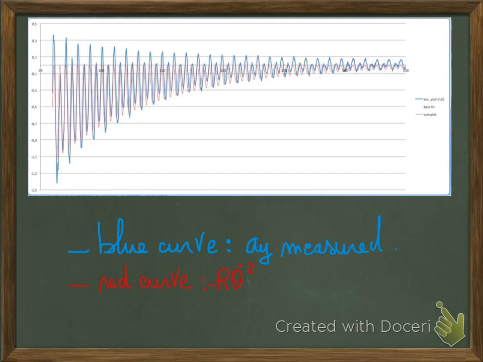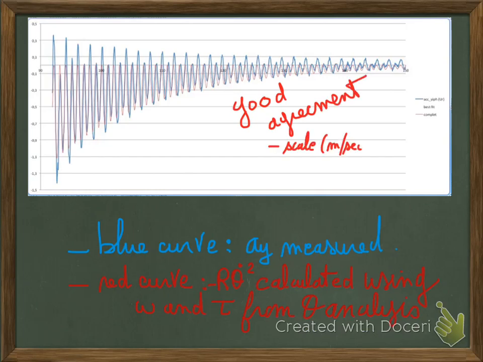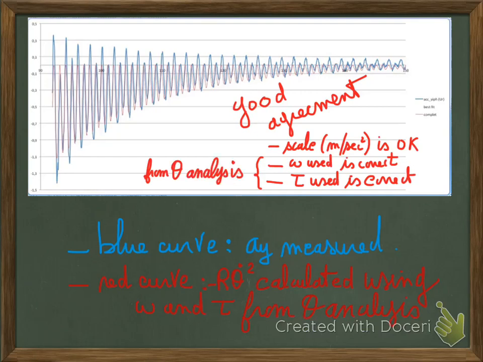The blue curve is the AY measured. The red curve is the calculated minus R theta dot to the square. Well, we have a very good agreement in the sense that the scales are essentially the same. The omega used really reproduces the oscillation of the AY, and the relaxation time tau used is clearly correct. We observed, as we mentioned previously, that we cannot explain why there are positive values for AY, and again, let us know if you have an idea about that.